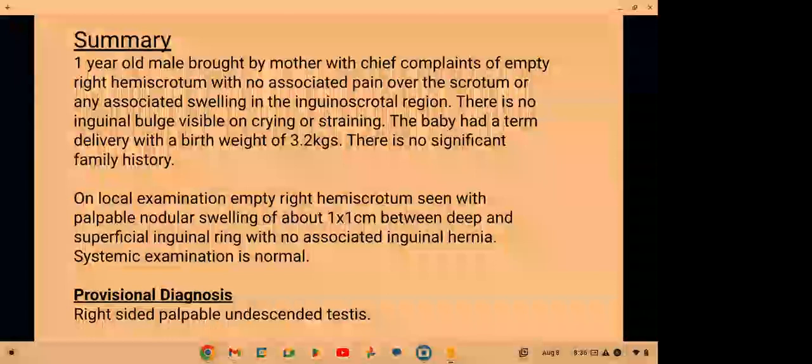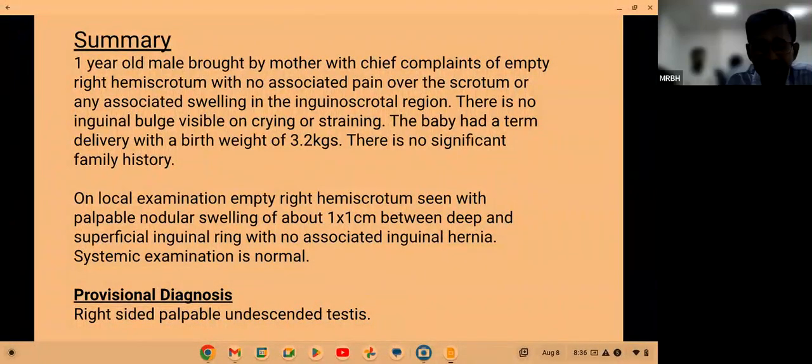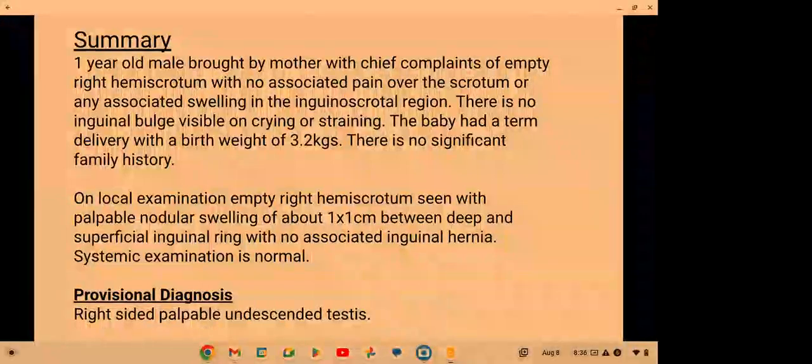Will you go for echo? Ma'am, for a 1-year-old patient, we are not doing echo regularly. That depends. If you have some evidence or suspicion of cardiac disease. Sir, this patient was normal.